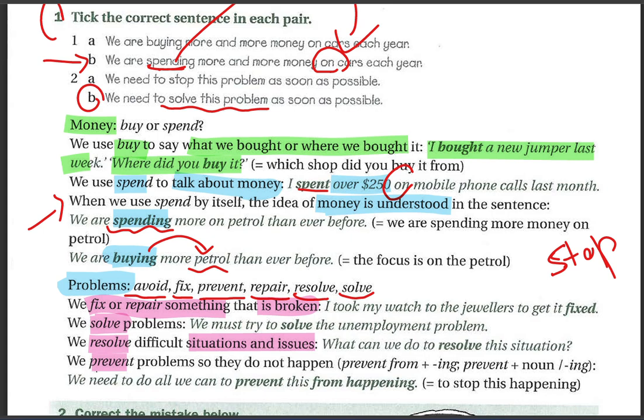And look at here how we use prevent. Prevent from and then ing, or prevent plus a noun, ing. Look at the example. We need to do all we can to prevent this from happening. So the preposition from, and after that, the ing form. So these are the verbs that we can use with problems.